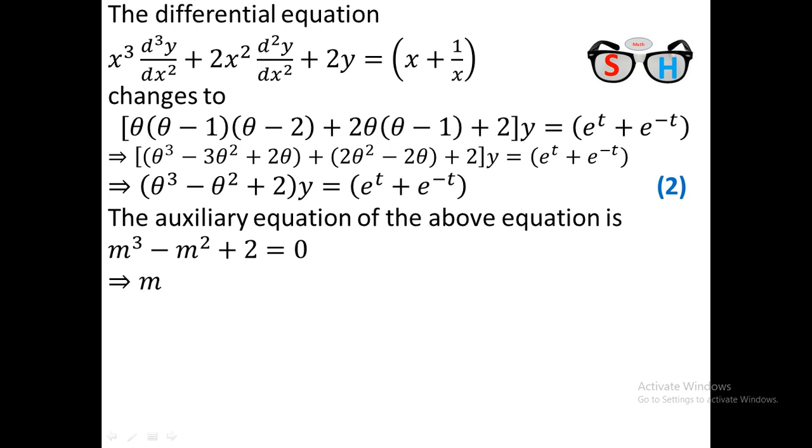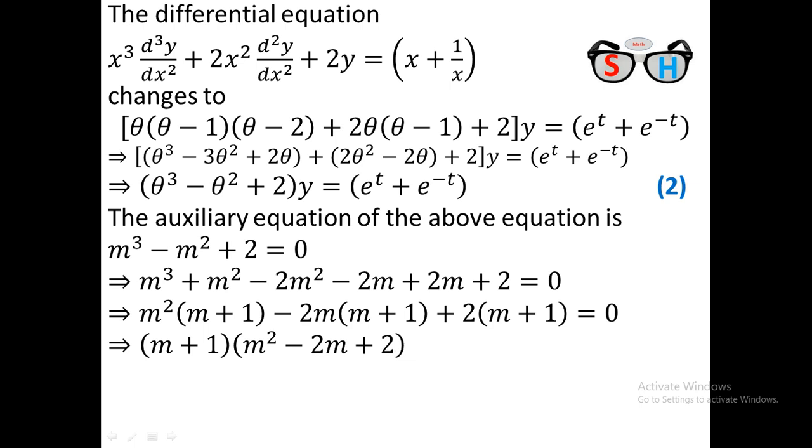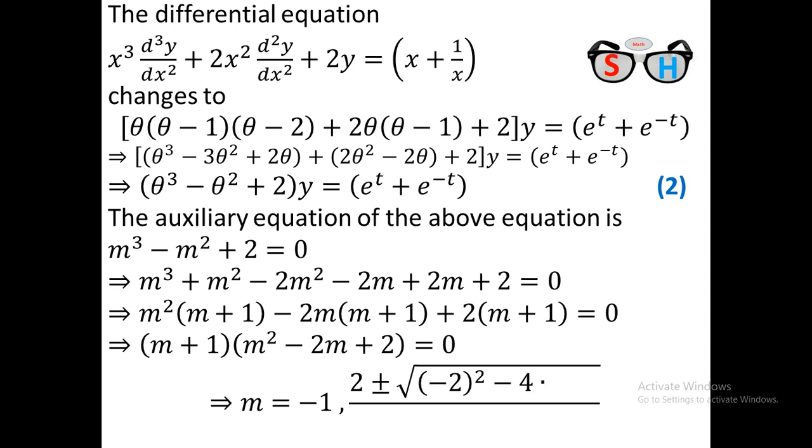So here the auxiliary equation is m cube minus m square plus 2 equal to 0, because you have to put m in the place of theta. Now you have to solve this. I use the vanishing method. You see that if you put m equal to minus 1, this will be 0, therefore m plus 1 will be a factor, or otherwise you can solve in any other method. However, this will be m plus 1 into m square minus 2m plus 2. From the first factor you get m equal to minus 1, and from the second factor you have to use the Sridhar formula to find the values of m.